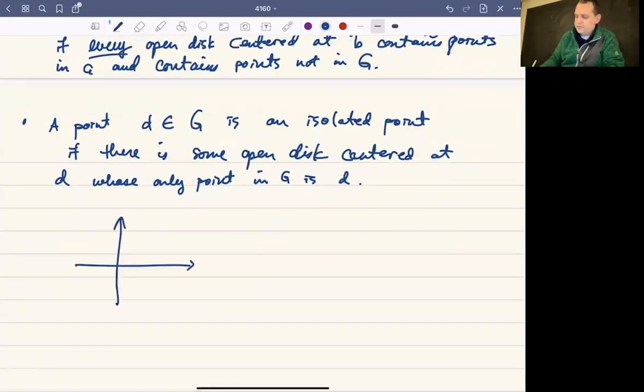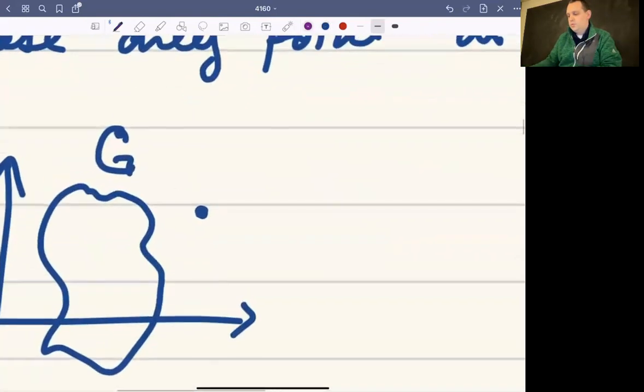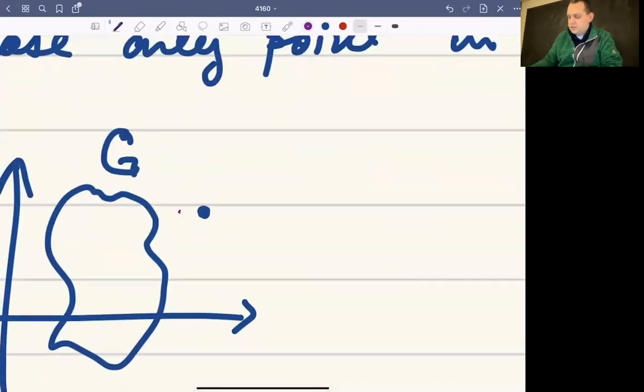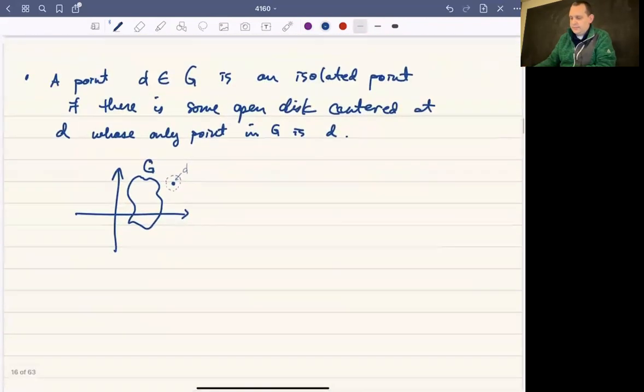But let's say that we have some set. So here's G, and G also contains this point. Okay, that's an isolated point because what we can do is find some open disk centered at that point D. Okay, so this is the point D. But there's some open disk, and the only point in G that's inside that open disk is the point D itself. Okay, so that's called an isolated point. Notice that G contains that point D.